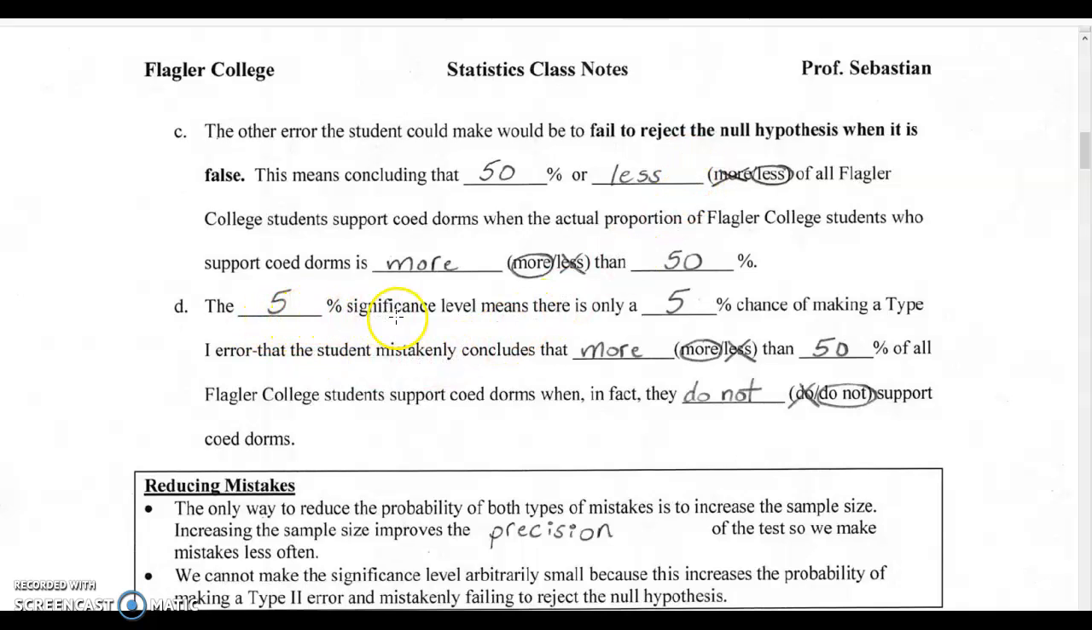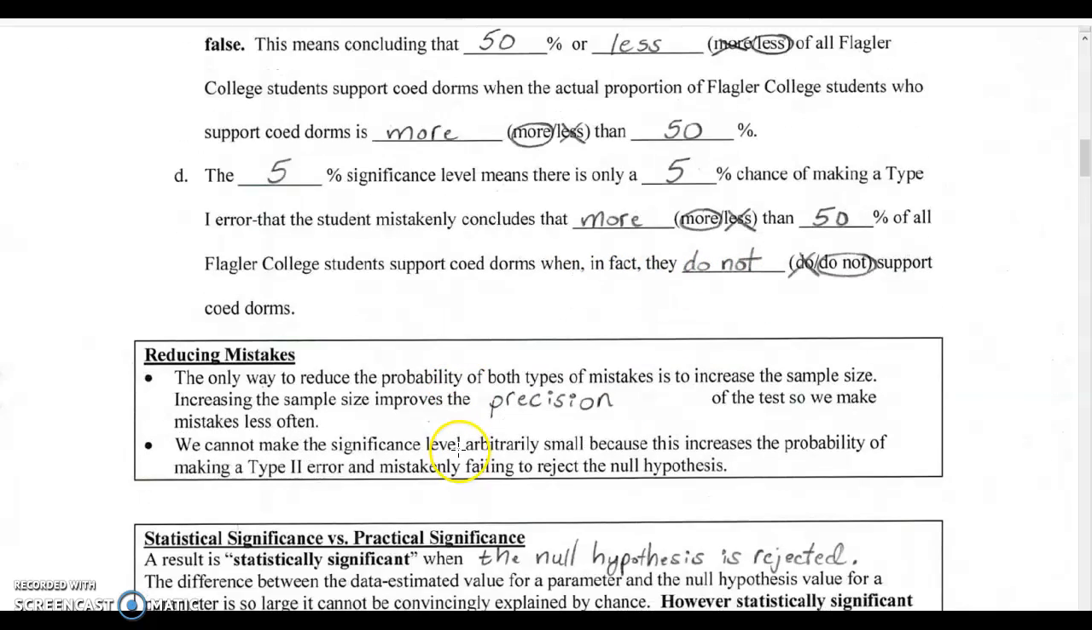The 5% significance level means there is only a 5% chance of making a type 1 error, and that's what we try to control with alpha, the significance level. It tells us the chance of us making a type 1 error. That is, that the student mistakenly concludes more than 50% of all Flagler College students support co-ed dorms, when in fact they do not.